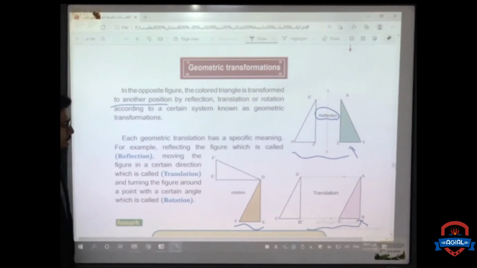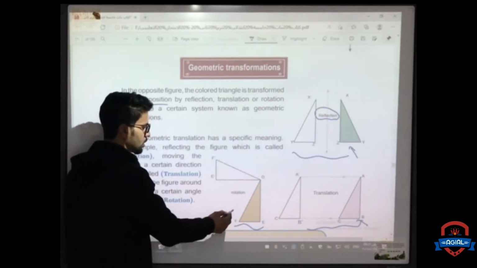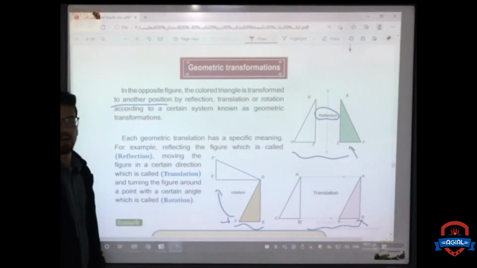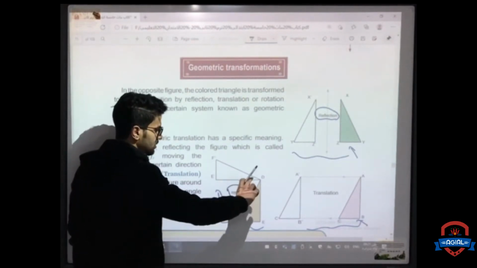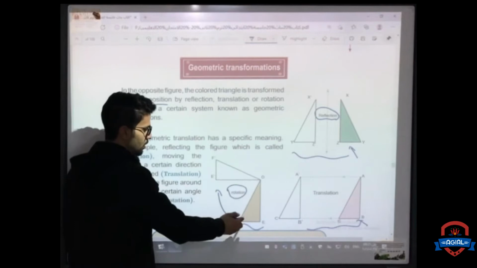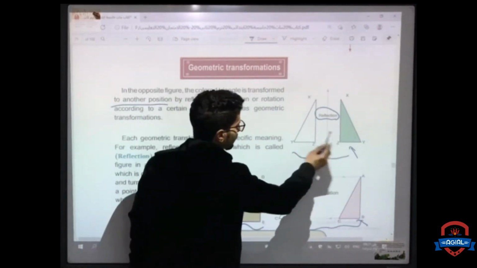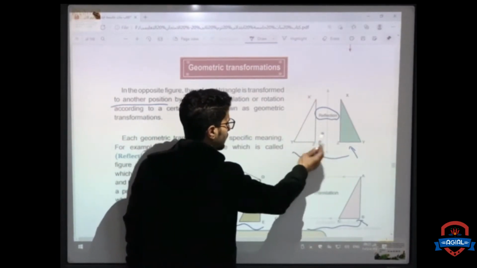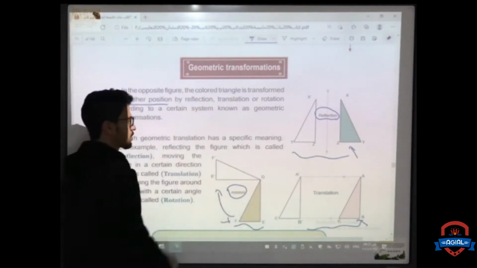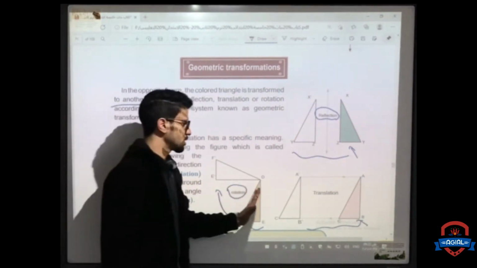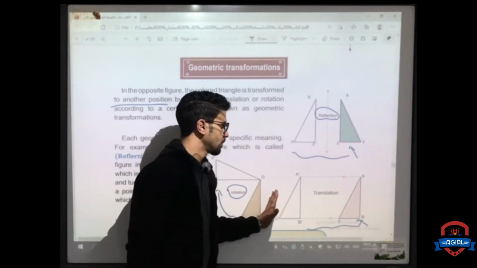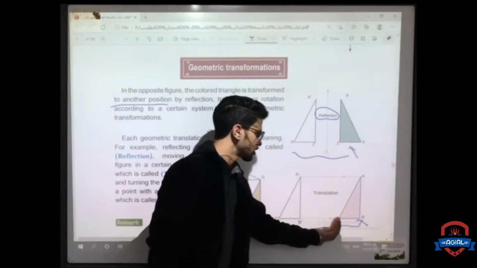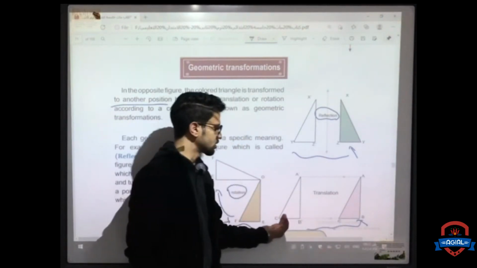And in this figure, the yellow triangle moved to another place using the rotation. So rotation means moving this shape like this, and reflection is transforming this triangle using the reflection. And the third figure we have translation. Translation means moving the figure from one place to another place, and we notice that this pink triangle is translated from this position to this position.